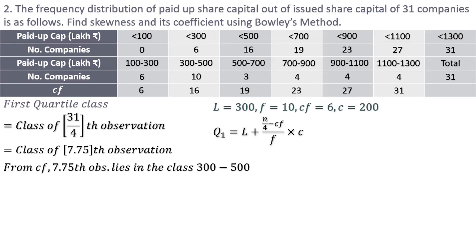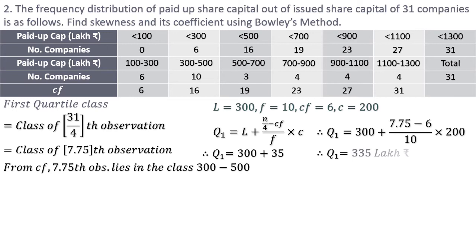For Q1, the formula is L plus N upon 4 minus CF upon F into C. So when you put the values there, you get 300 plus 7.75 minus 6 upon 10 into 200. Simplifying this, you get 300 plus 35, which is 335 lakh rupees. So the first quartile is 335 lakh rupees.